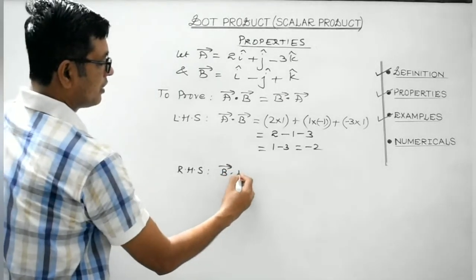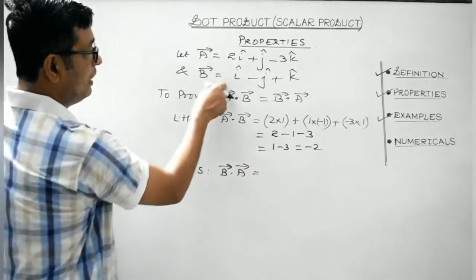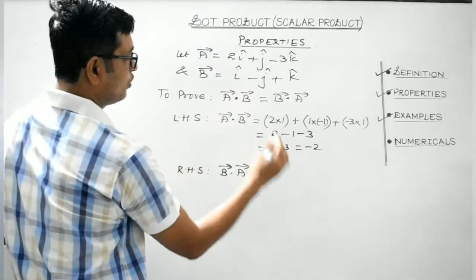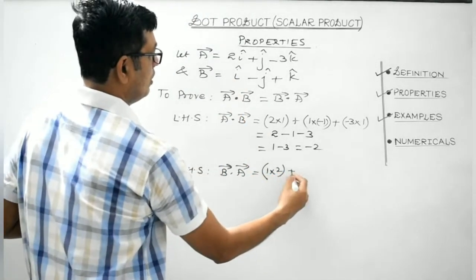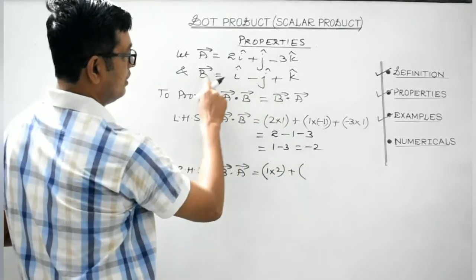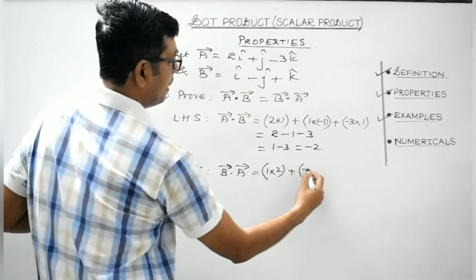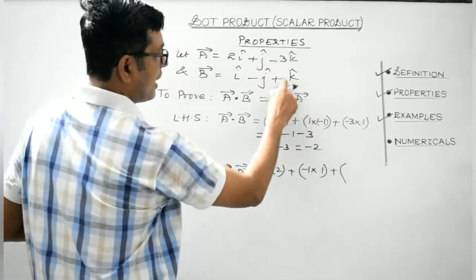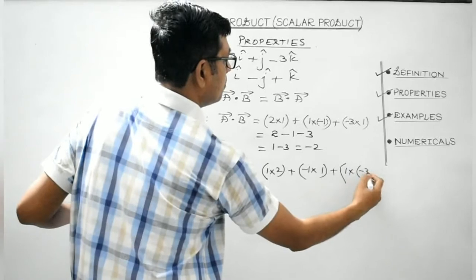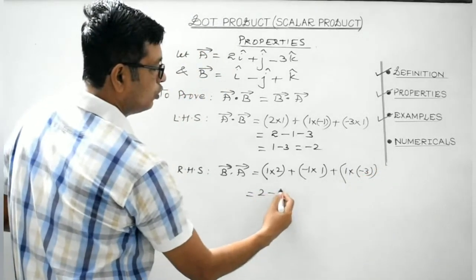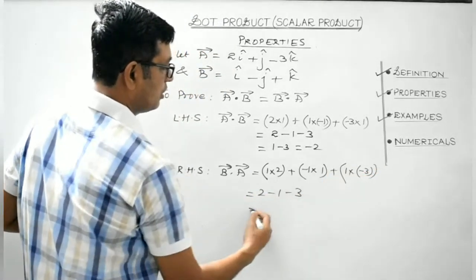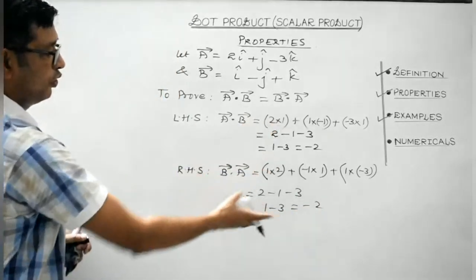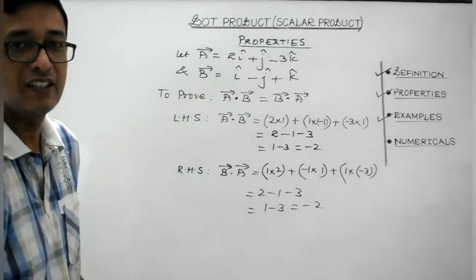Clear? Now let's solve the right hand side. It is B vector dot A vector. B dot A. Now here the coefficient of i cap is 1, so 1 into 2, plus the coefficient of j cap in case of B vector is minus 1 multiplied by 1, plus the k cap coefficient is 1 multiplied by minus 3. So what do you get? 2 minus 1 minus 3. So again 1 minus 3, that is minus 2. So you can check left hand side is equal to right hand side.